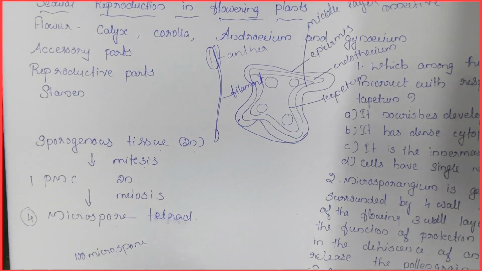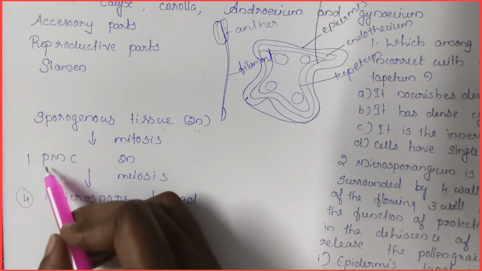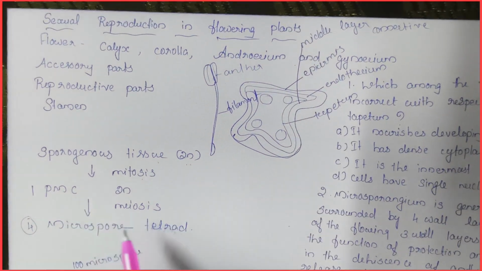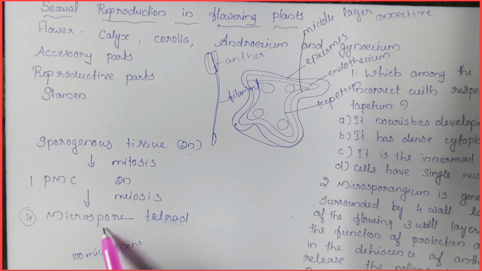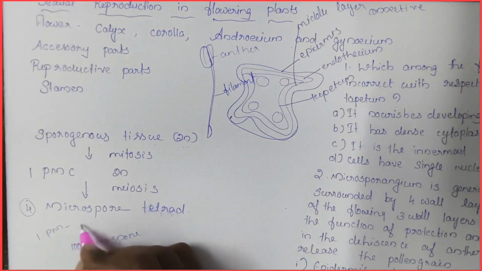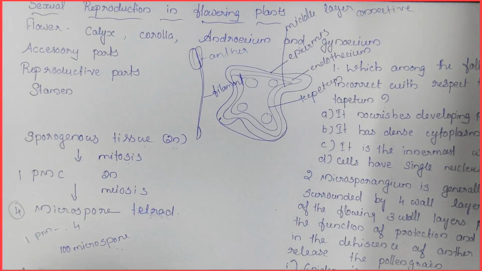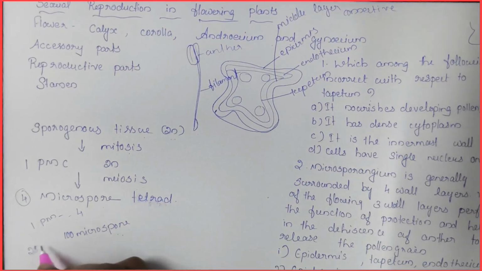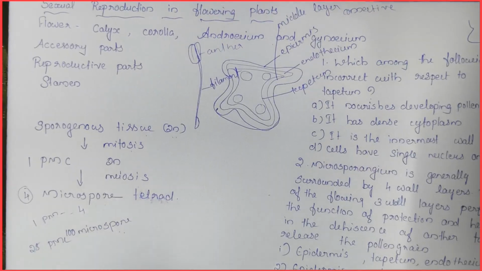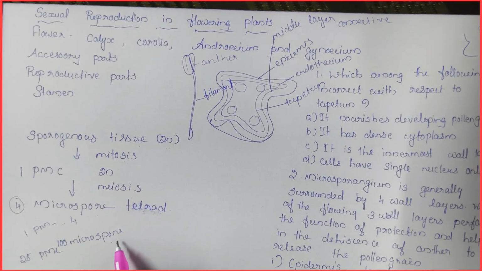It means one possible NEET question: for the formation of 100 microspores or 100 pollen grains, how many PMC should be there? Here we have studied that one PMC undergoes meiosis to form 4 microspores. So from one PMC, 4 will be formed. So for the formation of 100 microspores, 25 PMC should be there.